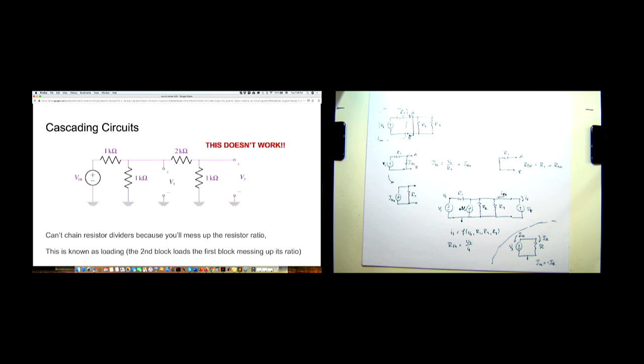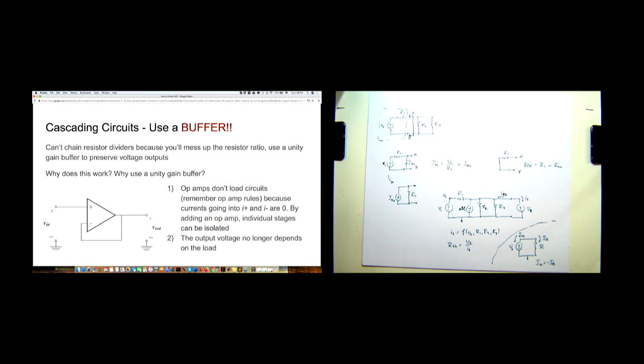But what happens if you want the full functionality of this circuit? Turns out that you cannot connect the two together because you have loading. Loading is essentially the fact that the second block adds some resistance and changes the division ratio, so it messes up your Vx. Vx is no longer equal to Vin over 2 in this case, right? How can you remedy this based on what you've seen so far? The solution is to add a unity gain buffer.